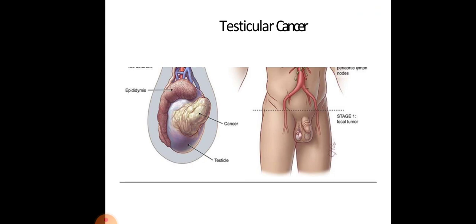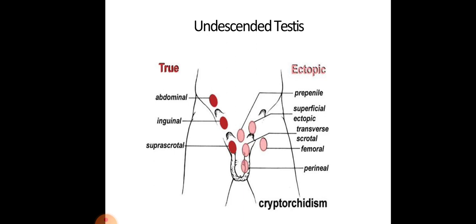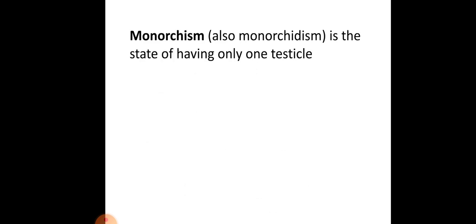Then this is testicular cancer, the cancerous growth in the testis. Then the imperfect descent of the testis. First is cryptorchidism. It is the absence of testis in one scrotum. Other is ectopia testis, deviation from the normal path of the descent results in ectopia testis. Then these are the diagrammatic representation of the cryptorchidism. Then monorchism. It is the state of having only one testicle. Only one testis is present in the males.